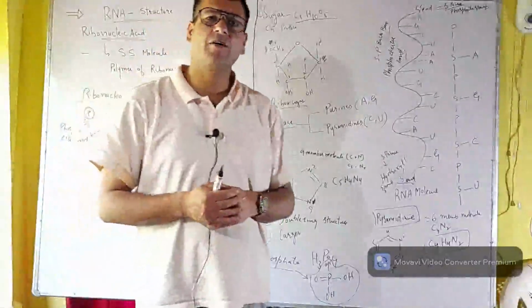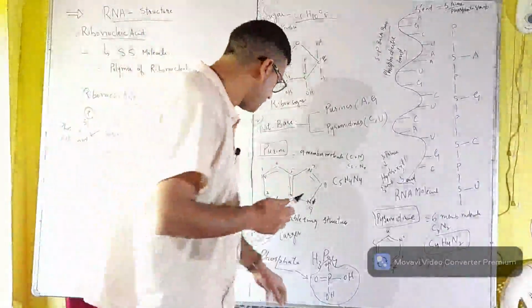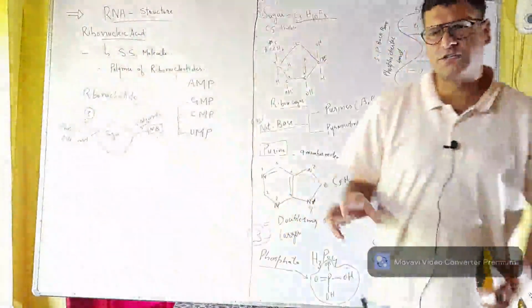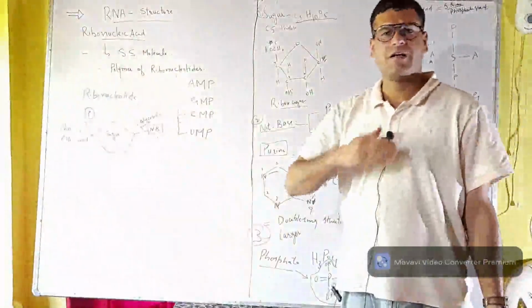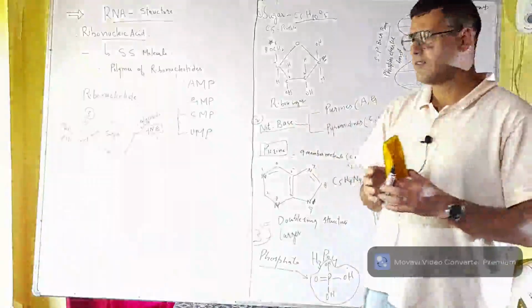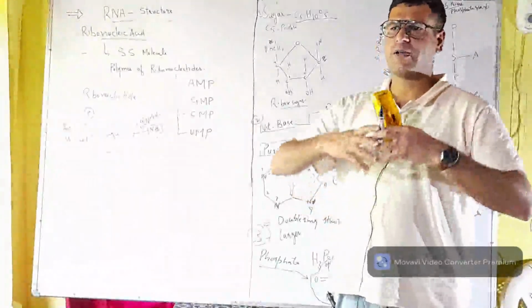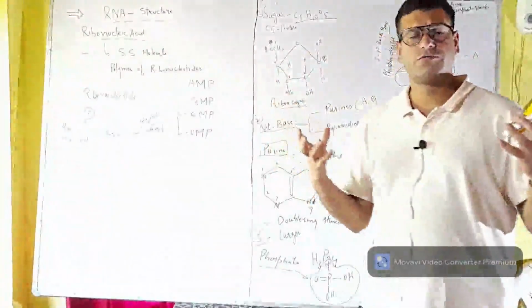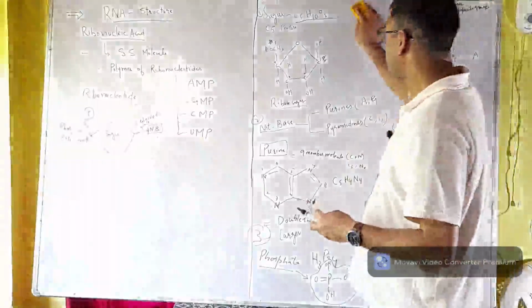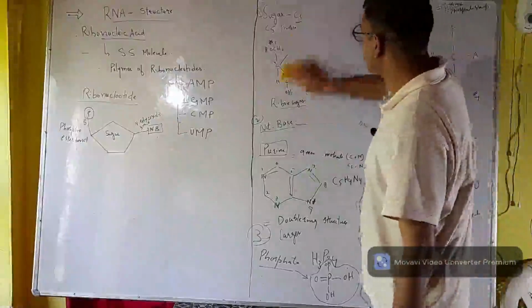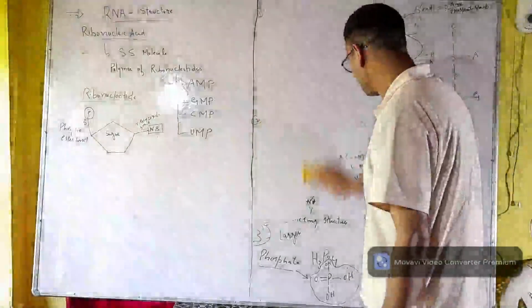Then we say that RNA is a chain of polyribonucleotides. What does it mean? That means thousands and millions of ribonucleotides in a cell get linked by means of a phosphodiester linkage to form a chain of polyribonucleotides. So this was all about the structure, what is 5' end, 3' end.